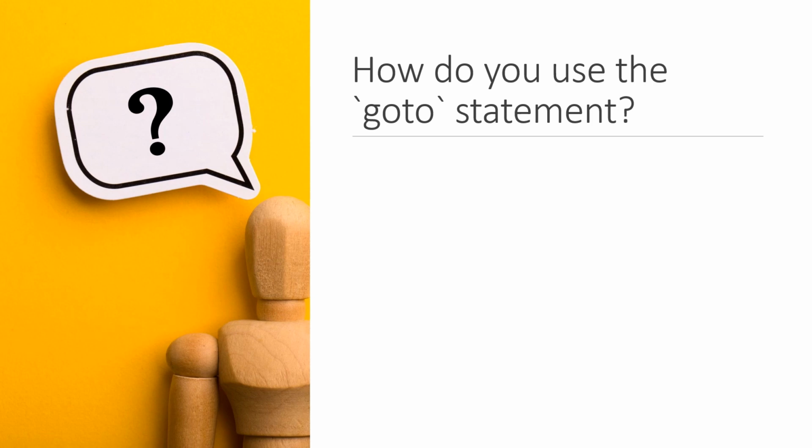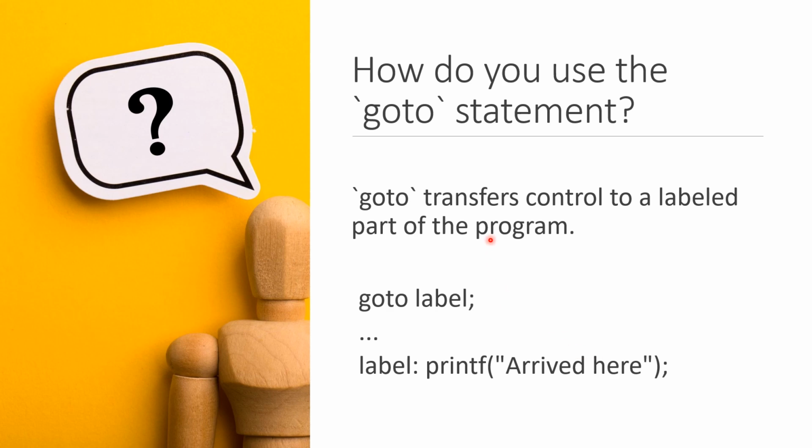How do you use the goto statement? Though C does not encourage the use of the goto statement, but if at all we want to use it, goto transfers the control to a labeled part of the program. So you declare goto label, and somewhere label colon printf arrived here. So this way you can test that control at the time of execution of the program will be transferred to the label part of the program, and whatever is happening there, the code will be executed.